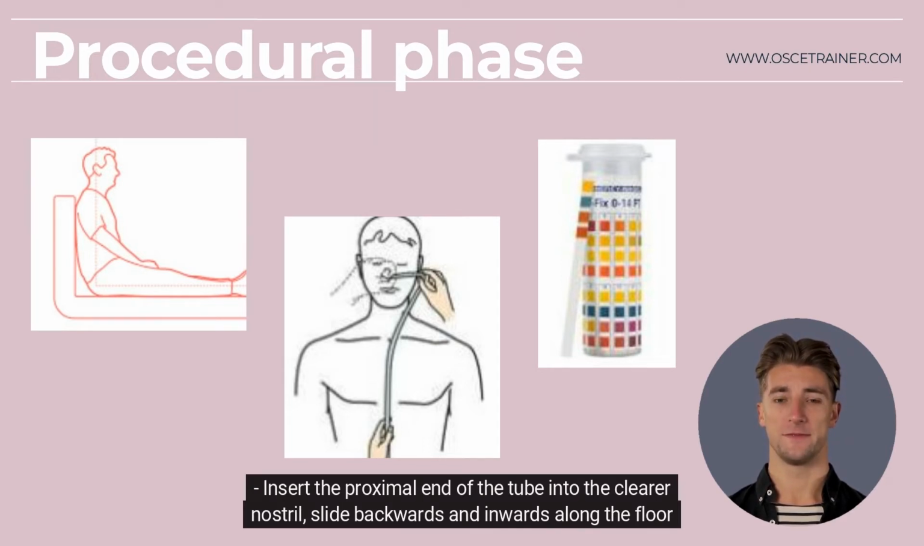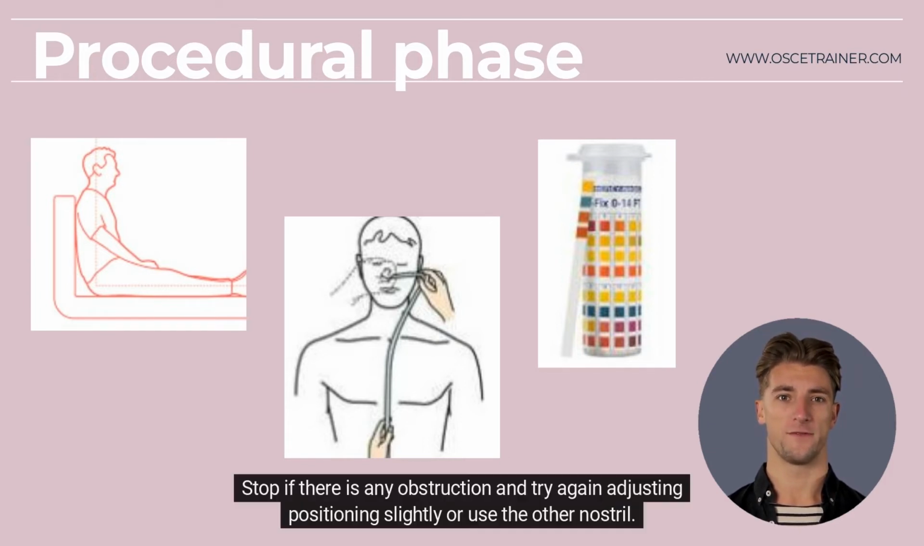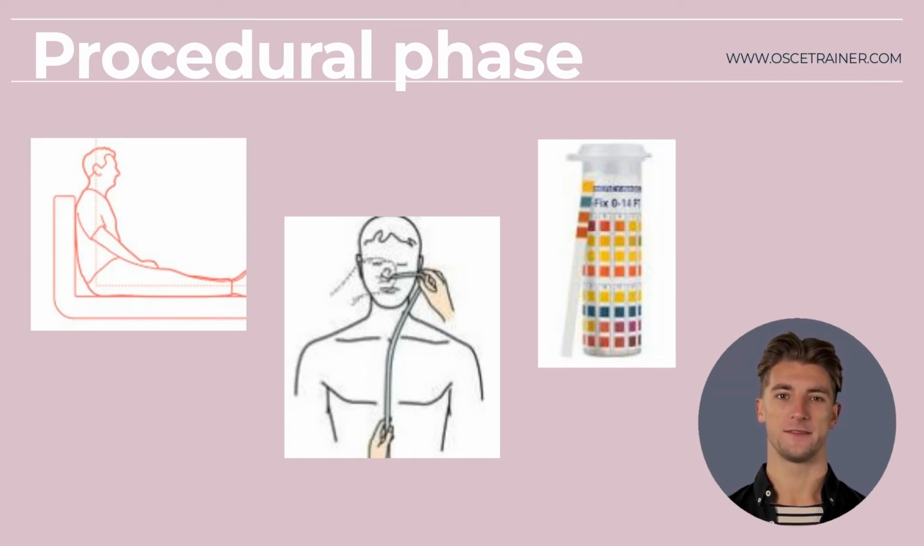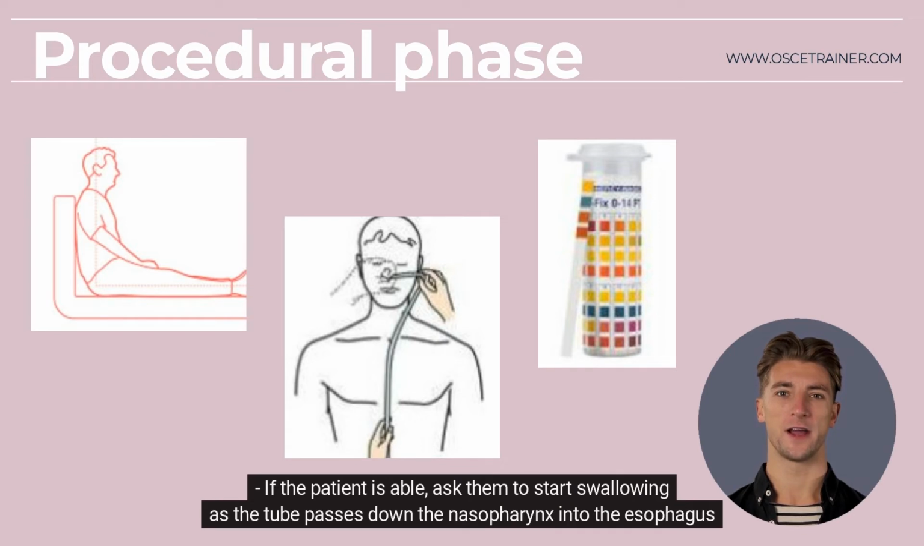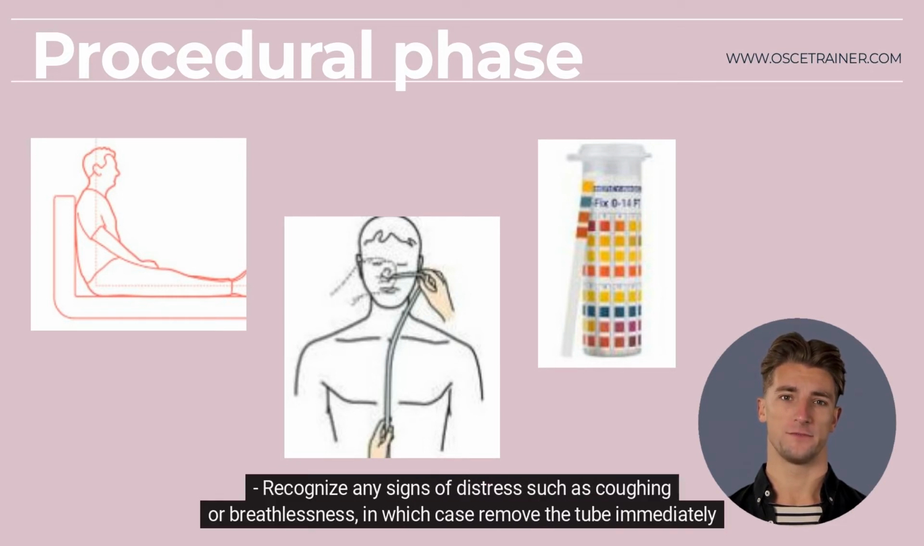Slide backwards and inwards along the floor of the nose through the nasopharynx. Stop if there is any obstruction, and try again, adjusting positioning slightly, or use the other nostril. If the patient is able, ask them to start swallowing as the tube passes down the nasopharynx into the esophagus. Advance the tube through the pharynx whilst the patient swallows until the measured indicator reaches the entrance of the nostril.